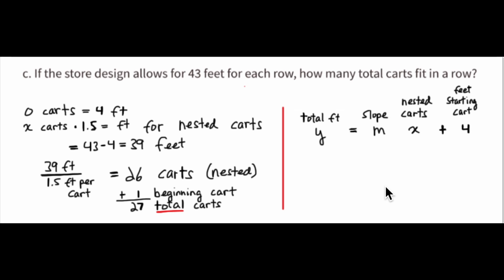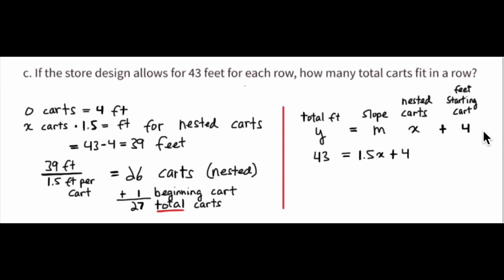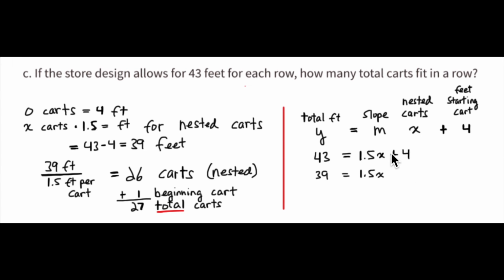So let's go back to the equation. So the number of total feet is y total feet. The slope, the number of feet added for each cart, is m. The number of nested carts is x, and the starting cart is 4 feet. So you're given 43 total feet. You know that each nested cart takes 1.5 feet. So how many of those nested carts can you get into that space with a starting cart taking up 4 feet? So you subtract the starting cart.